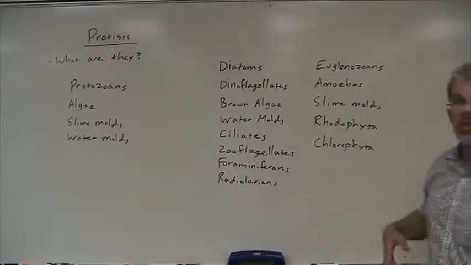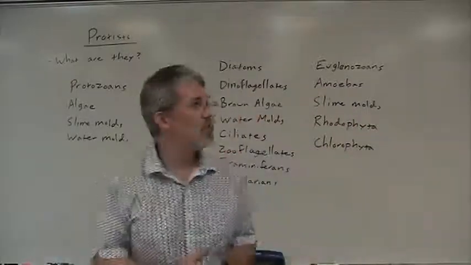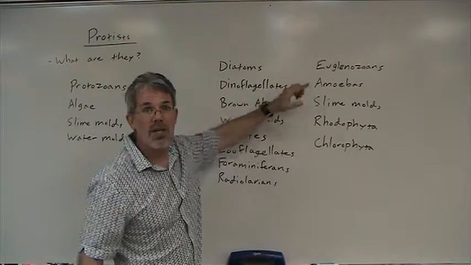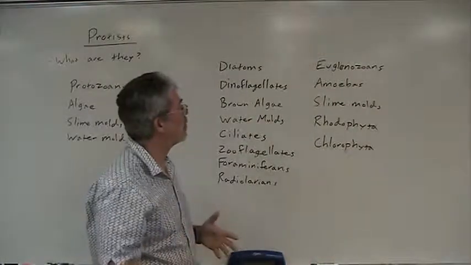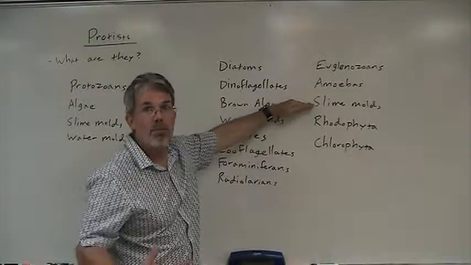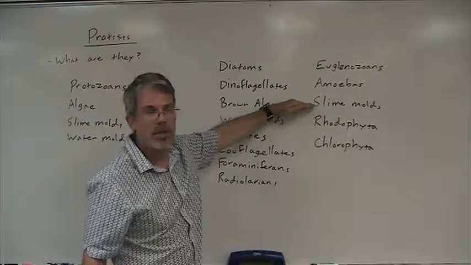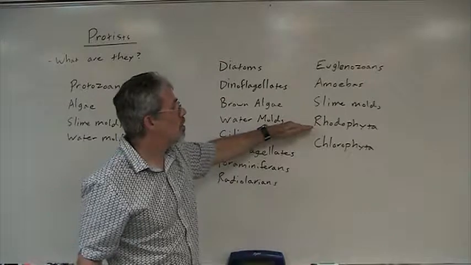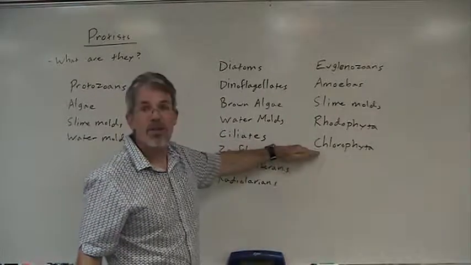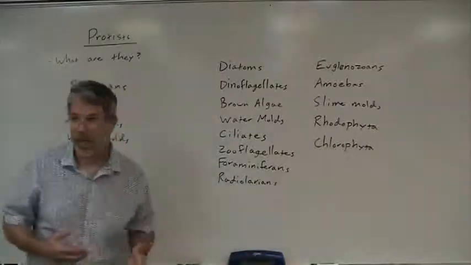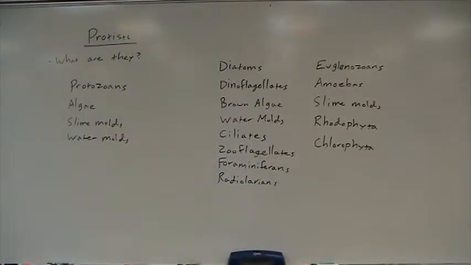The euglenozoans include the photosynthetic euglena, but also include some non-photosynthetic things too. Amoebas are single-celled protozoans that swim using pseudopodia or false feet. Slime molds are actually related to the amoebas, except slime molds can form multicellular mold-like colonies. The Rhodophyta are the red algae, and they're primarily marine, and the Chlorophyta are the green algae, and these happen to be the closest relatives to the plant kingdom. So again, this is just a brief overview of the incredible diversity of protists.